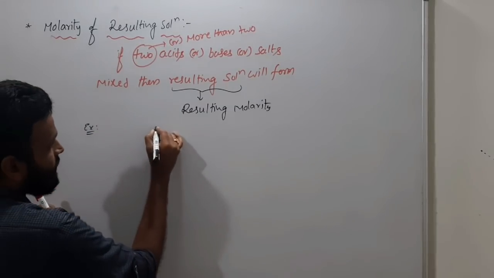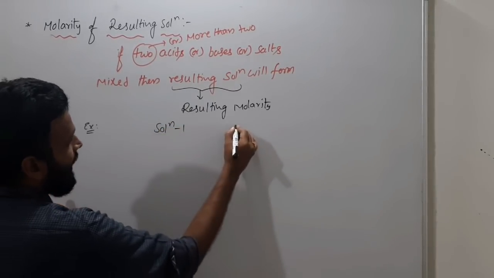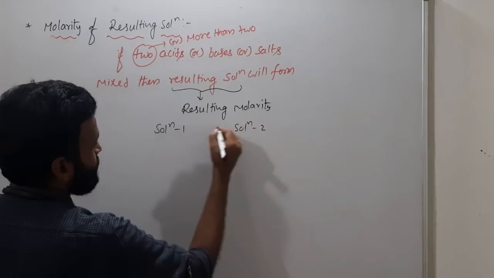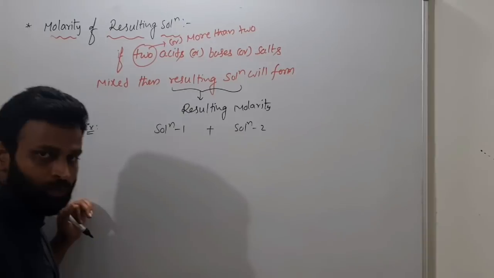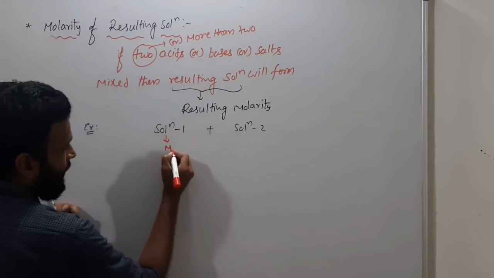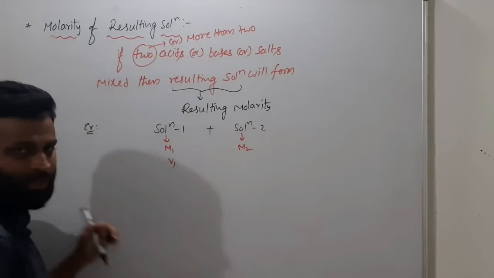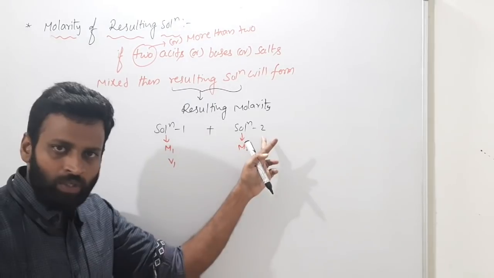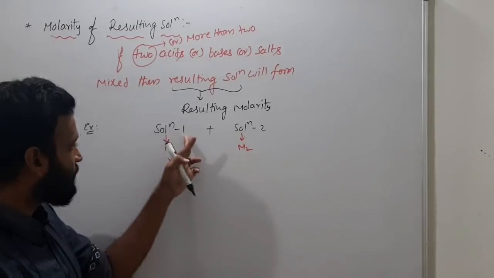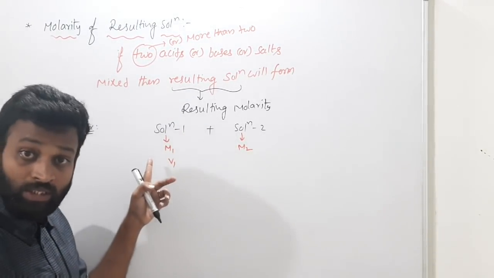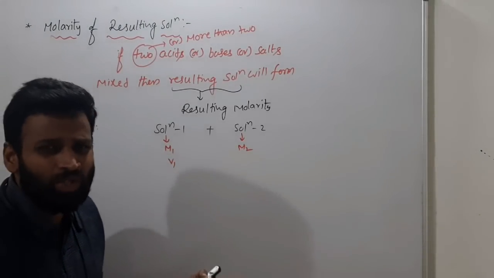Suppose here I have added some solution 1, and here I have added solution 2. Solution 1 plus solution 2. Solution 1 has molarity M1, volume V1. Solution 2 has molarity M2, because it has some concentration. Solution 1 concentration is M1, and solution 1 volume is V1.